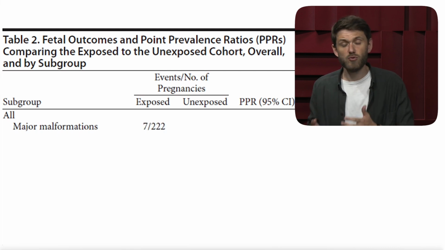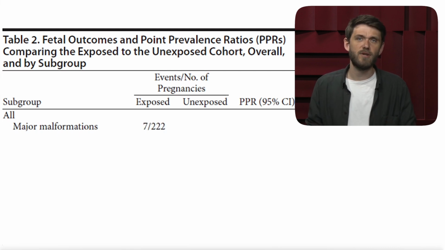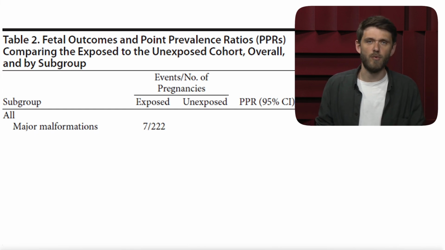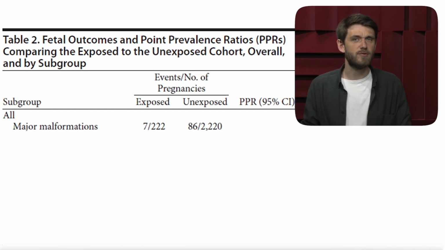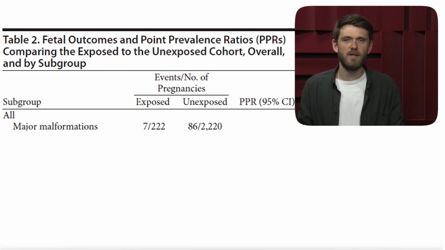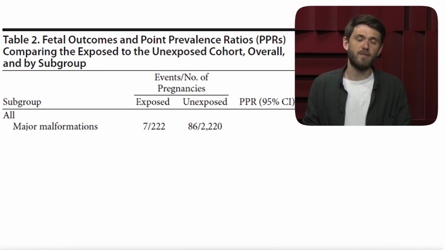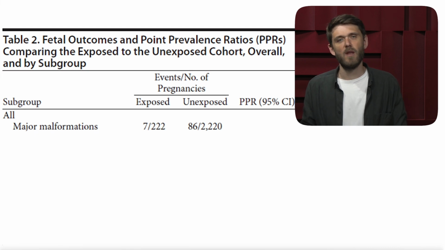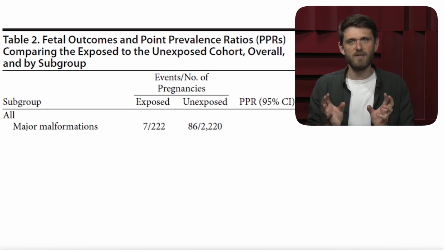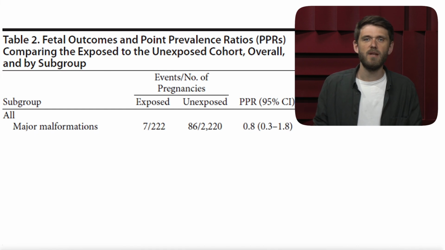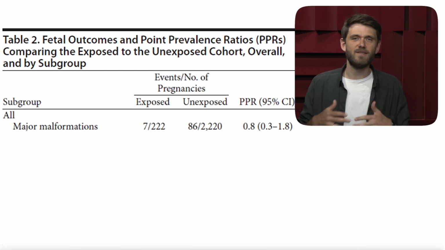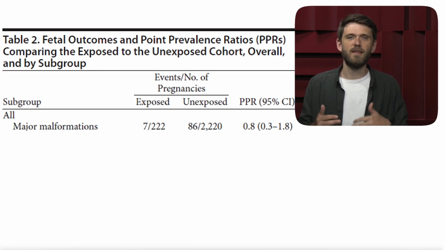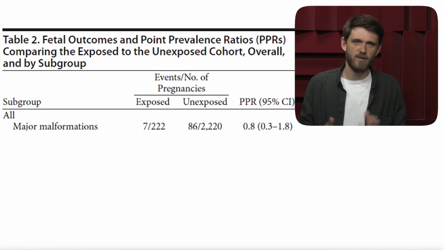So among 222 exposed pregnancies, we saw 7 children born with a malformation. In the other group, we identified 2,220 pregnancies not exposed to methylphenidate, and in that group, we saw 86 different children being born with a major malformation. And this is sort of the simplest instance where we can compare 2 groups, and this yields a relative measure of risk here of 0.8, in that the occurrence of the outcome is slightly lower among those exposed compared to those unexposed.